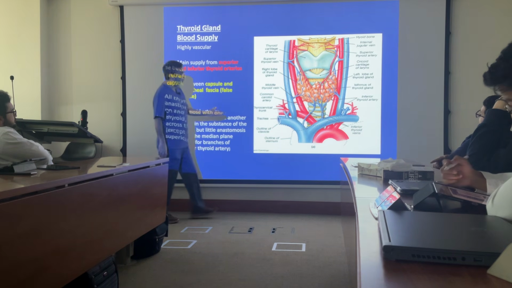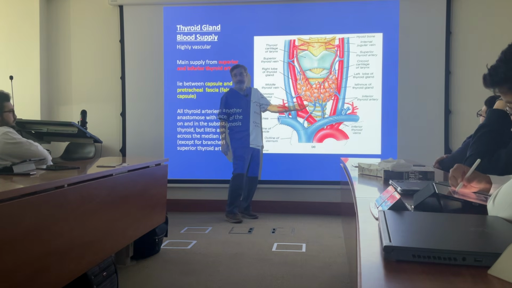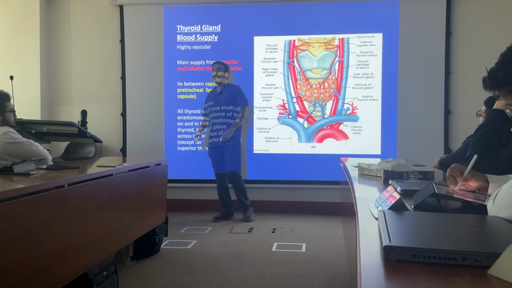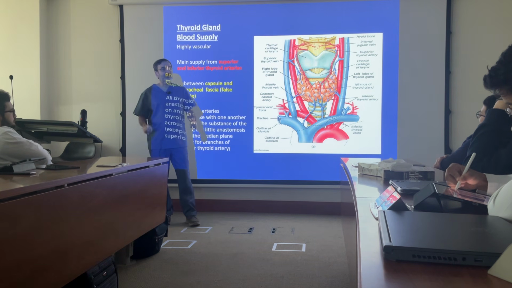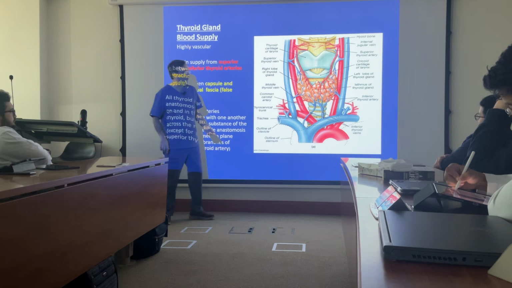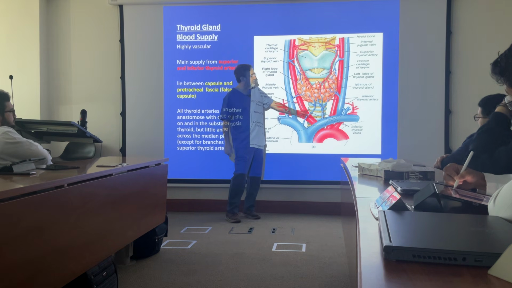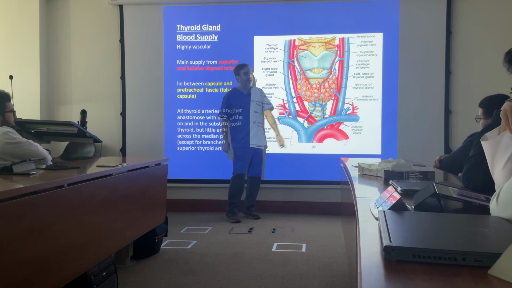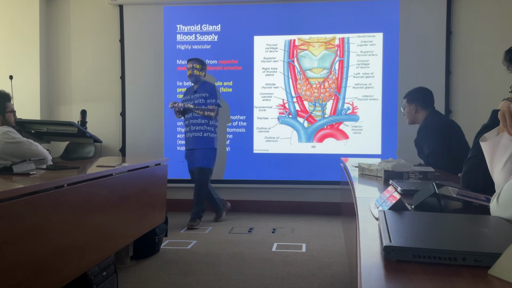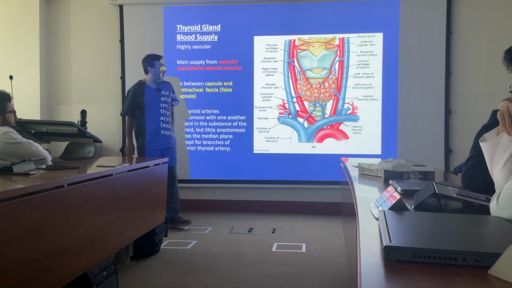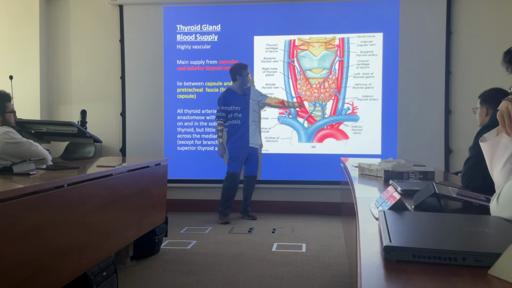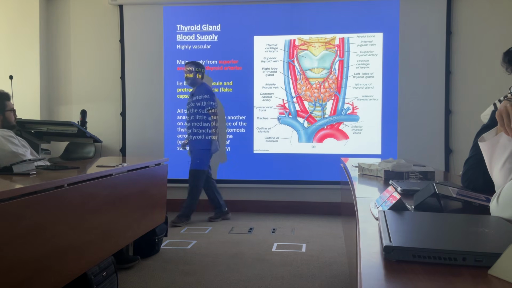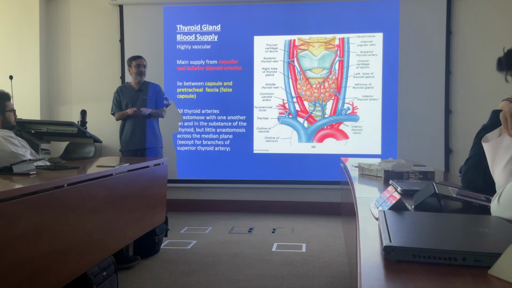Now the other artery, the inferior thyroid artery, is going to the lower pole. And you have heard about another nerve, called the recurrent laryngeal nerve. The recurrent laryngeal nerve runs in the groove between the trachea and the esophagus to reach the larynx. And this nerve supplies all the muscles which move the vocal cord. So if you tie the artery close to the gland, there are chances that you are going to tie the recurrent laryngeal nerve, which will paralyze the vocal cords.